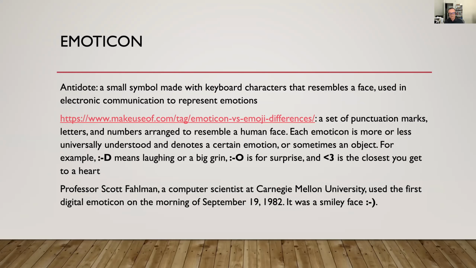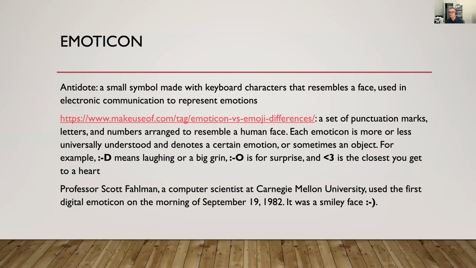All right, emoticons. According to Antidote, an emoticon is a small symbol made with keyboard characters that resembles a face, used in electronic communication to represent emotions. And then makeuseof.com gives us some examples here. It's a set of punctuation marks, letters and numbers arranged to resemble a human face. Each emoticon is more or less universally understood and denotes a certain emotion or sometimes an object. So they give us some examples here. A colon, dash, capital D means laughing or a big grin, and so forth.